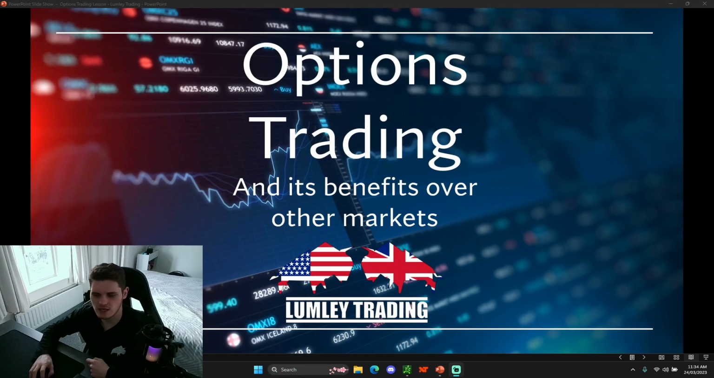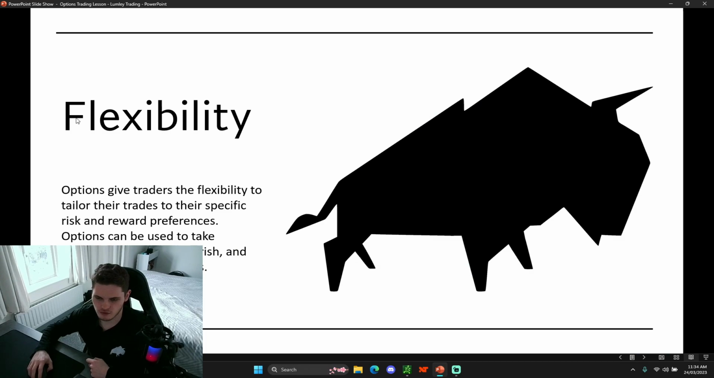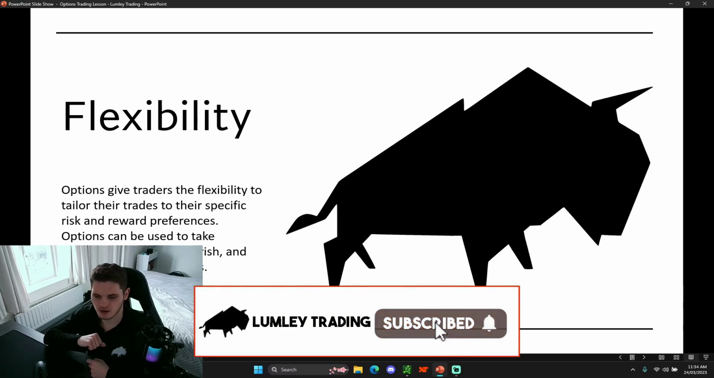But to get straight into it and not to waste your time, let's go over the reasons for options and the benefits and maybe disadvantages to them. So firstly, we'll start off with the flexibility of options. Obviously, like most markets, if you're trading stocks or futures, you can make money whether it goes up or down, and that's kind of your limitation.